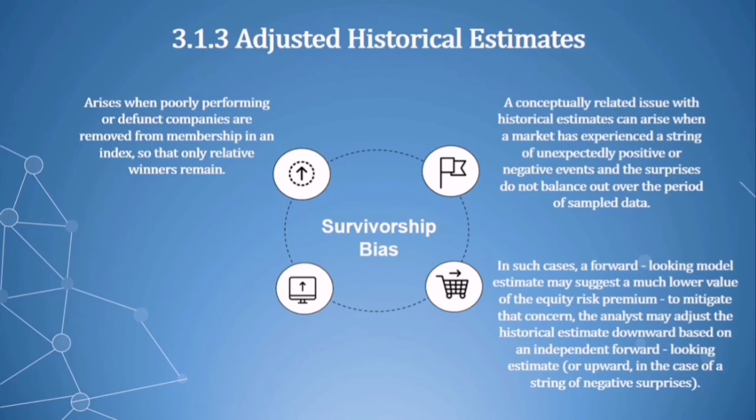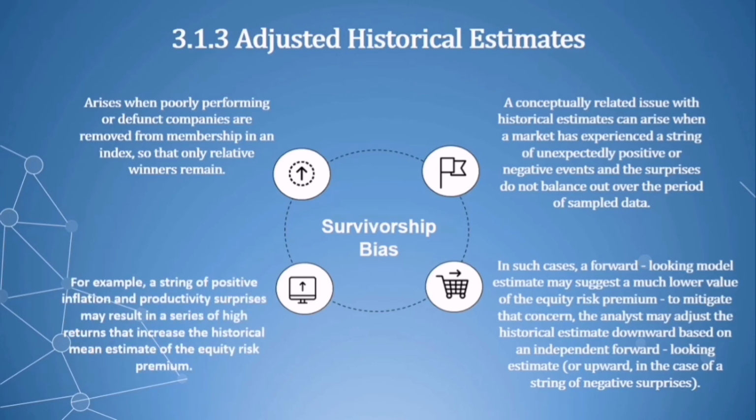In such cases, a forward-looking model estimate may suggest a much lower value of the equity risk premium. So to mitigate that concern, the analyst may adjust the historical estimate downward based on an independent forward-looking estimate, or upward in the case of a string of negative surprises. For example, a string of positive inflation and productivity surprises may result in a series of high returns that increases the historical mean estimate of the equity risk premium.